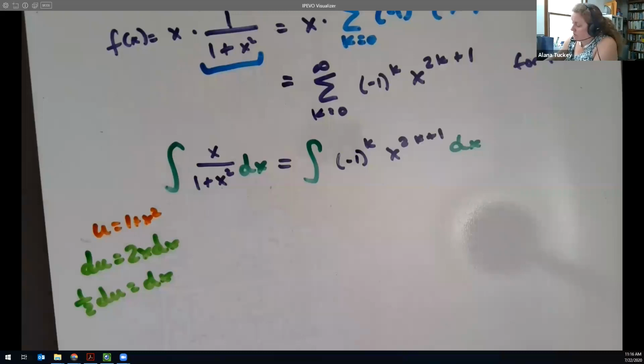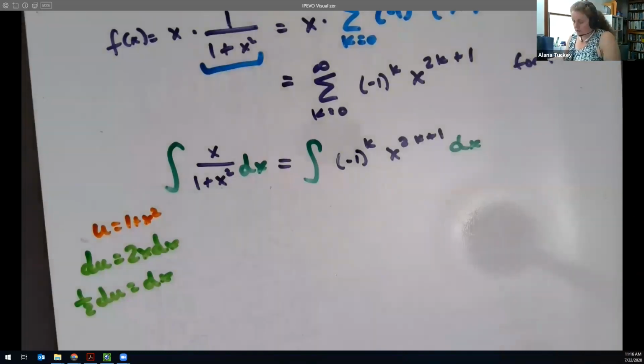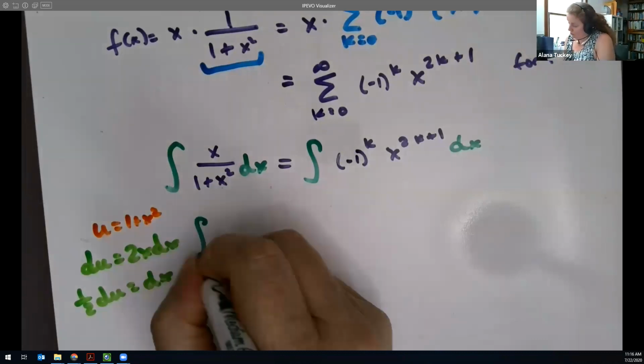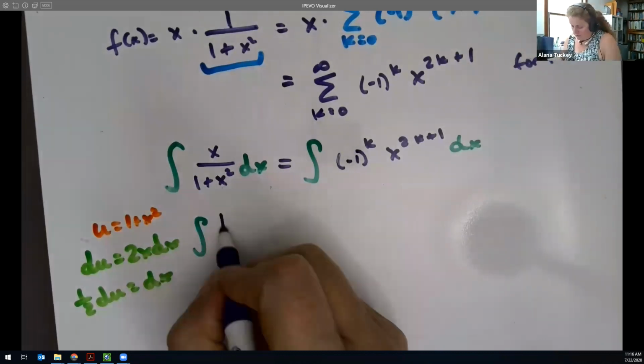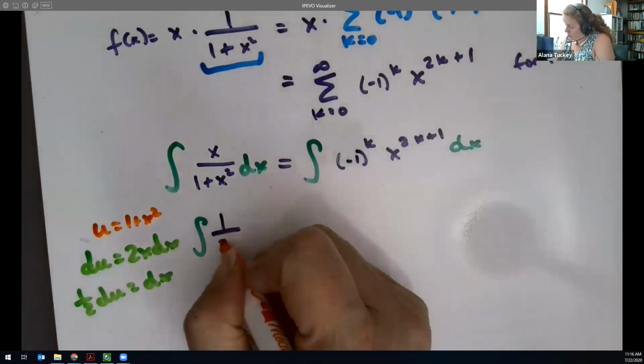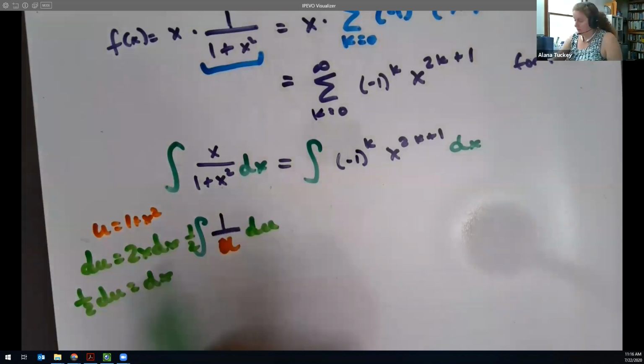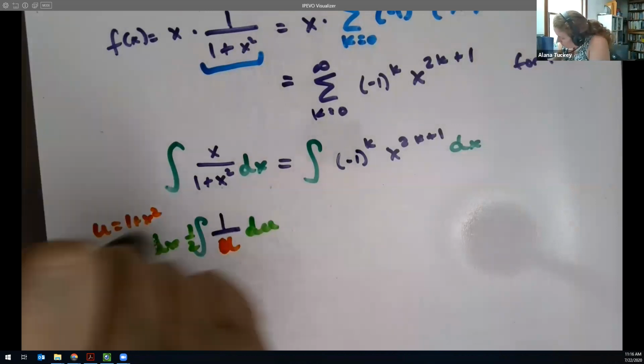So I'm just going to do this part over here, and I'll come back for that. Give me a second. This side over here is equal to the integral of 1 over u, du, times 1/2. I'm going to put the 1/2 up here. Sorry if that's a little too close.